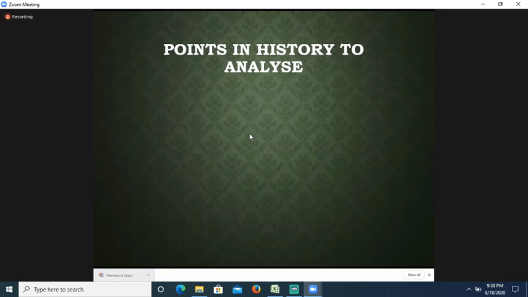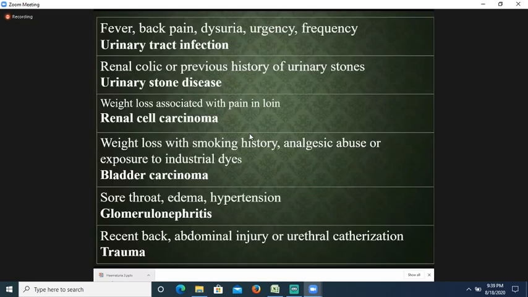Now, if somebody has a fever, giving a history of back pain while passing urine, urgency, frequency, it's most likely a urinary tract infection. And if in the history he says renal colic or previous history of urinary stones, again, it is very obvious that he's having hematuria because of urinary stone disease.